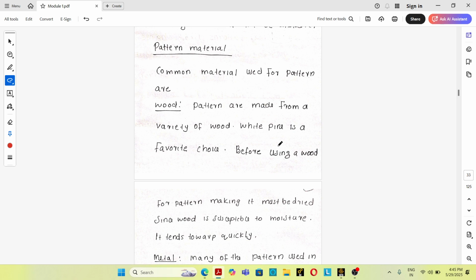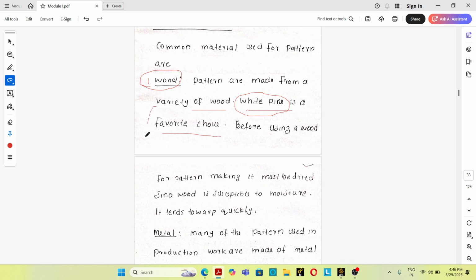Next, pattern material. What are the different types of pattern material used in the sand casting mold making process? Commonly used materials are, first of all, wood. Patterns are made from a variety of woods. White pine is the favorite choice. White pine is the commonly used wood for making patterns.